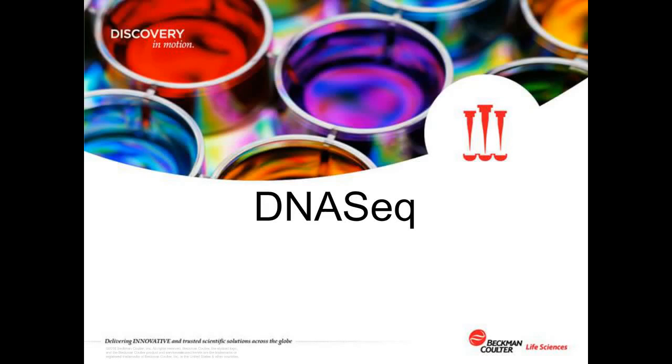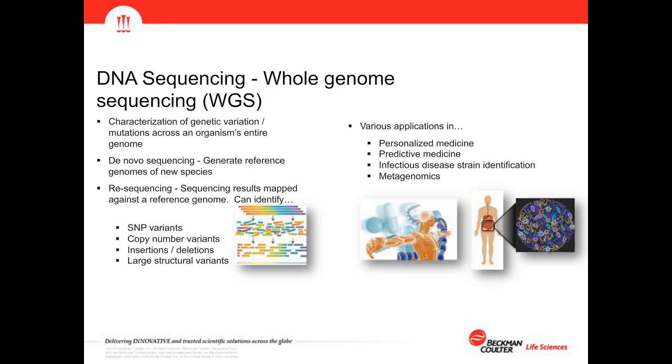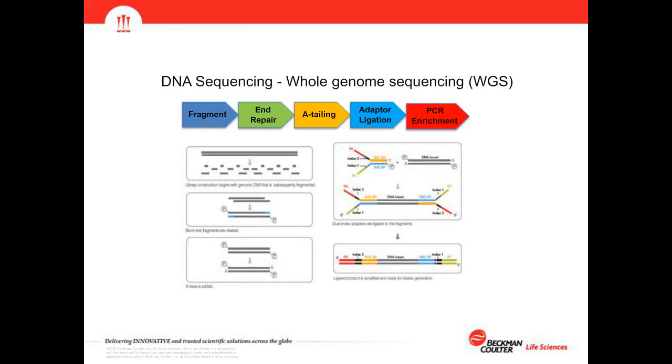So now down to a real example of what we actually do. I'm focusing here on DNA sequencing and specifically on whole genome sequencing. Why would you do whole genome sequencing? Well, it's basically used for characterization of genetic variations, mutations across the organisms, de novo sequencing, resequencing, SNP variants, etc., etc. So there's two ways to get to libraries.